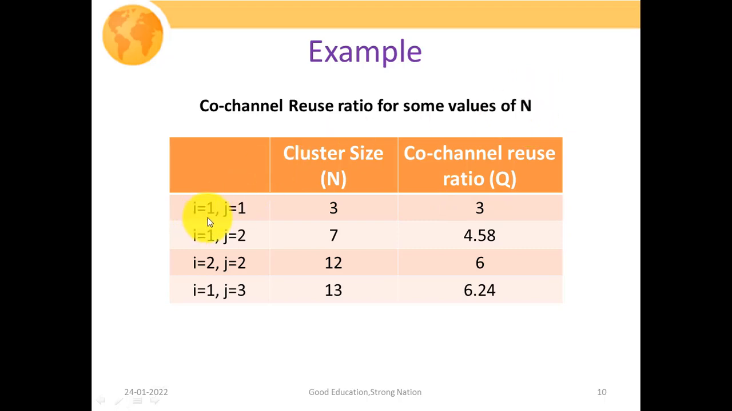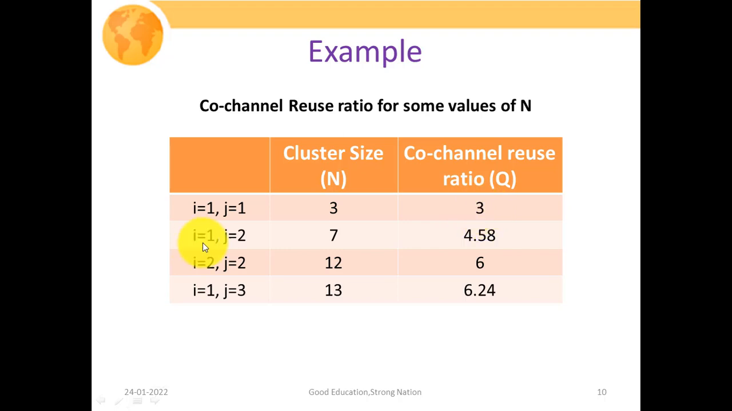So for these integer values i equal to 1 and j equal to 1, your cluster size N will be equal to i squared plus j squared plus ij. While evaluating all this, we are going to get the value of capital N equal to 3, and by evaluating the co-channel reuse ratio, square root of 3 times N, that is square root of 3 times 3, turns out to be 3.